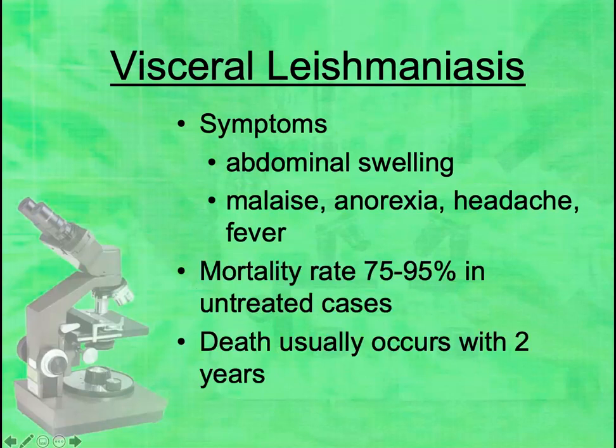Symptoms would reflect where it's affected, but in general, usually people always have severe hepatosplenomegaly. And in fact, the spleen can enlarge so much it gets bigger than the liver. So they exhibit severe abdominal swelling, general malaise, anorexia, headache, fever, chills. The symptoms may even mimic malaria.